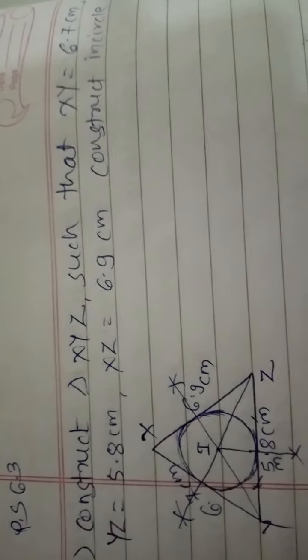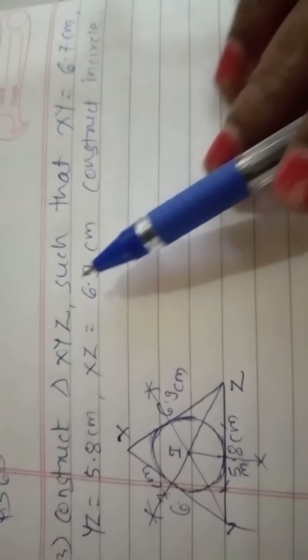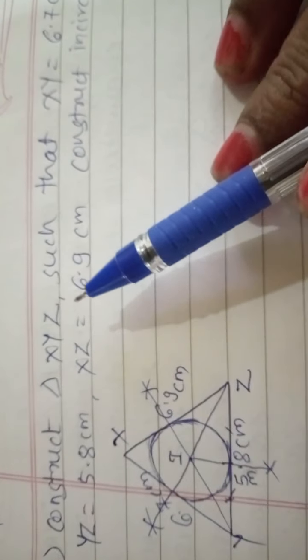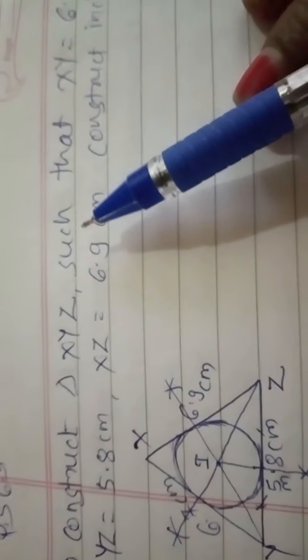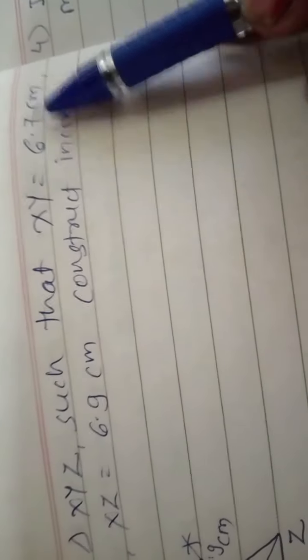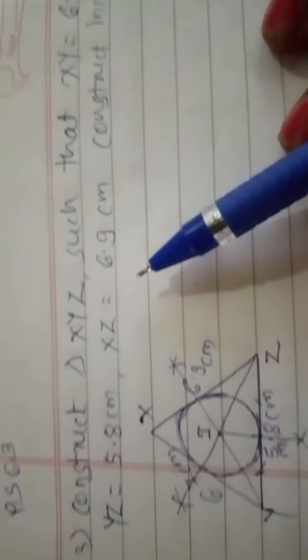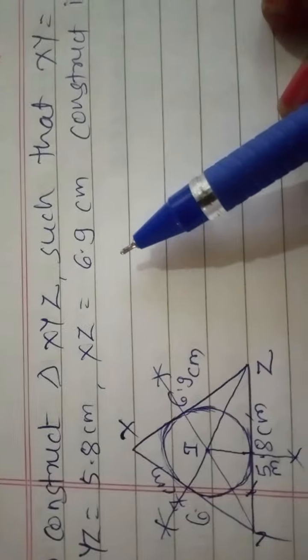Hello students, I am going to continue with the chapter Circle of 9th standard. Practice set 6.3, example number 3. So the example is: construct triangle XYZ such that XY is equal to 6.7 centimeter, YZ is 5.8 centimeter, XZ is 6.9 centimeter. Then construct the incircle.